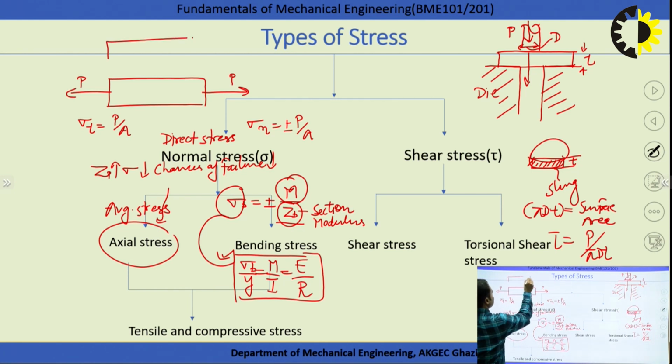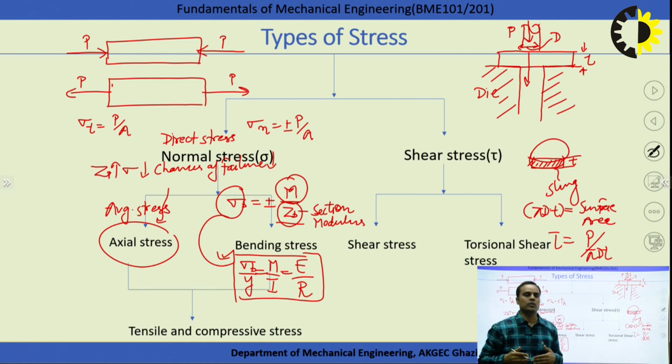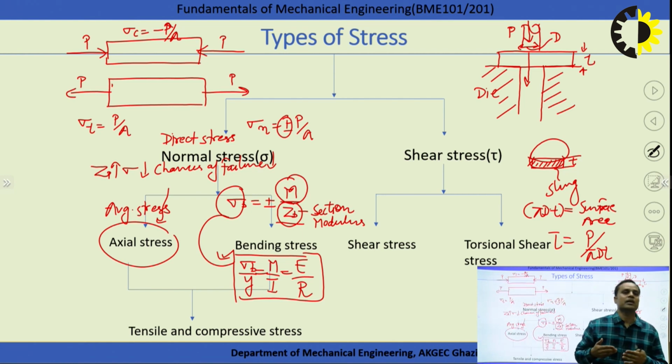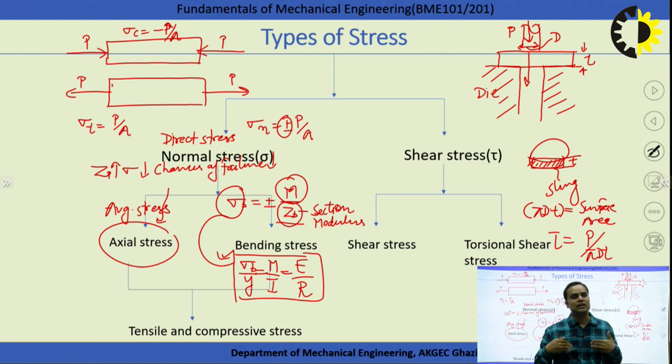If the bar is subjected to a load of pushing nature, meaning a compressive force, like this. If the force is compressive, the stress produced in that case is known as the compressive stress. Then the compressive stress will be minus P by A. That's why I am writing this plus-minus sign, because these normal stresses may be tensile, may be compressive, depending upon the type of external load acting over the body.